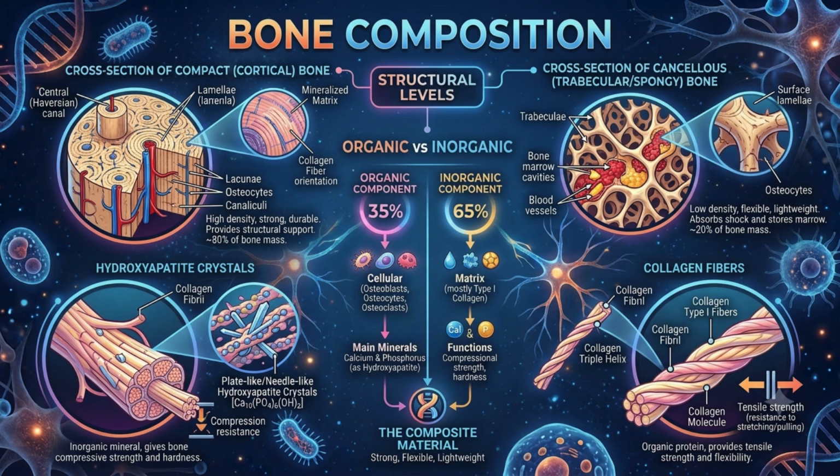So, an important exam point: type 1 collagen is the major collagen found in bone. And remember, hydroxyapatite provides hardness and resistance to compression, while collagen provides tensile strength.